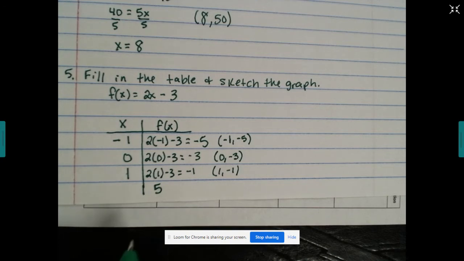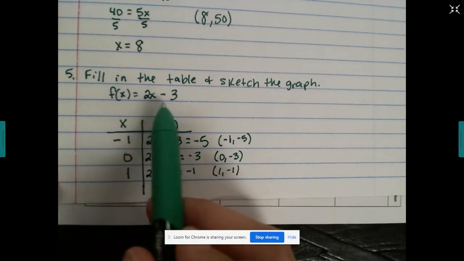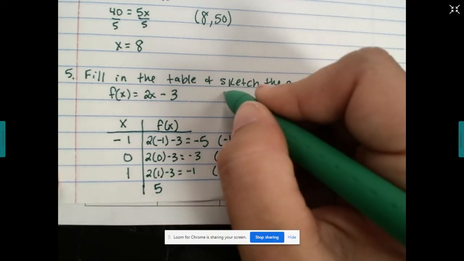Now in this last one, it gives us f of x, which again, that's already our y value. So we need to find our x value. So I'm going to take this 5 and set it equal to that 2x minus 3.